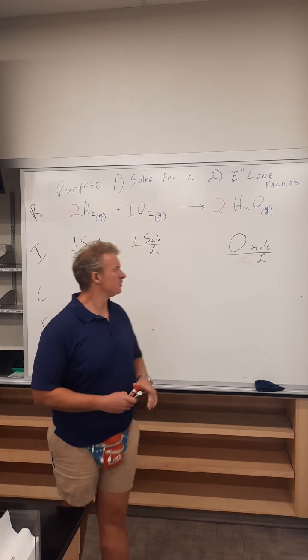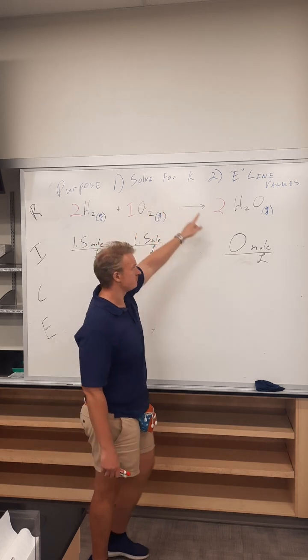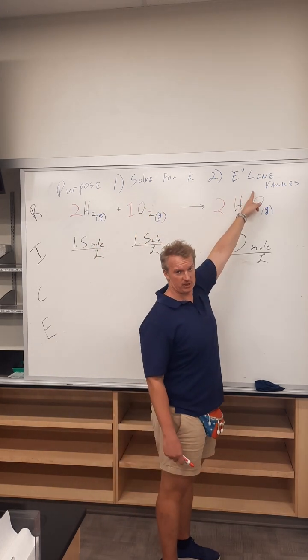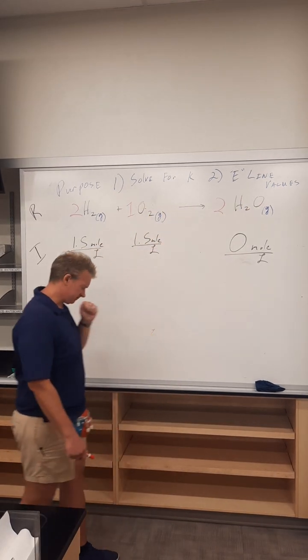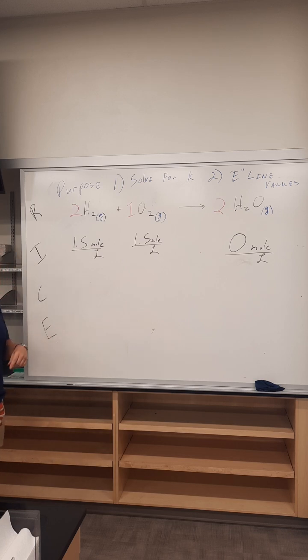Once you have the format of the rice table set up, you'll use the information from the rice table to solve for capital K or for the equilibrium concentrations, the E lines. This is the E line right here.